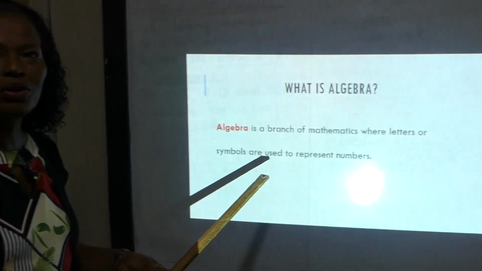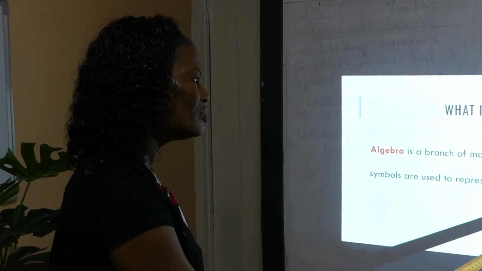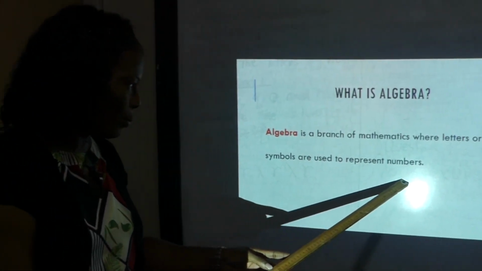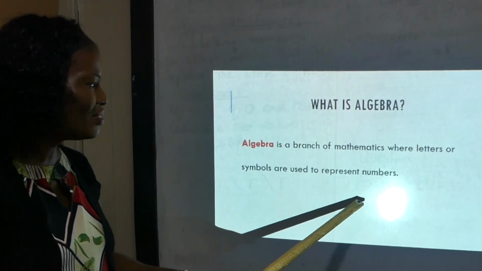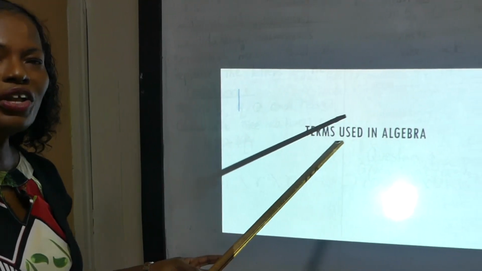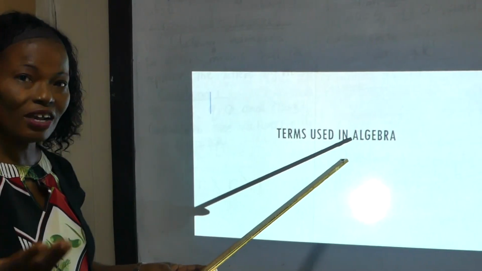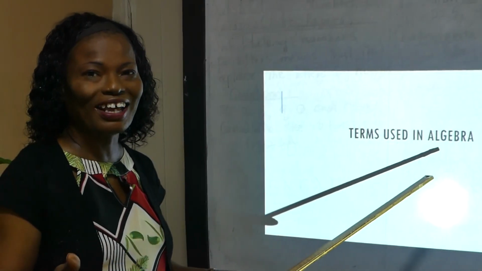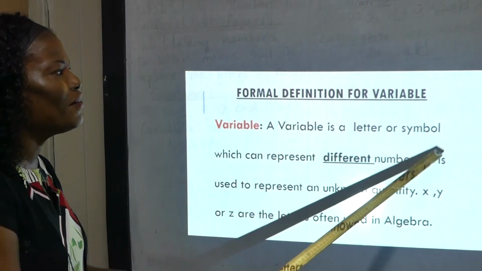Now, what is algebra? Algebra is a branch of mathematics where letters or symbols are used to represent numbers. Notice, letters are used to represent numbers. We're going to now look at some terms in algebra, and I really want you to focus here because in the future I will be using these words over and over again. Okay? All right, so the first one is variable.